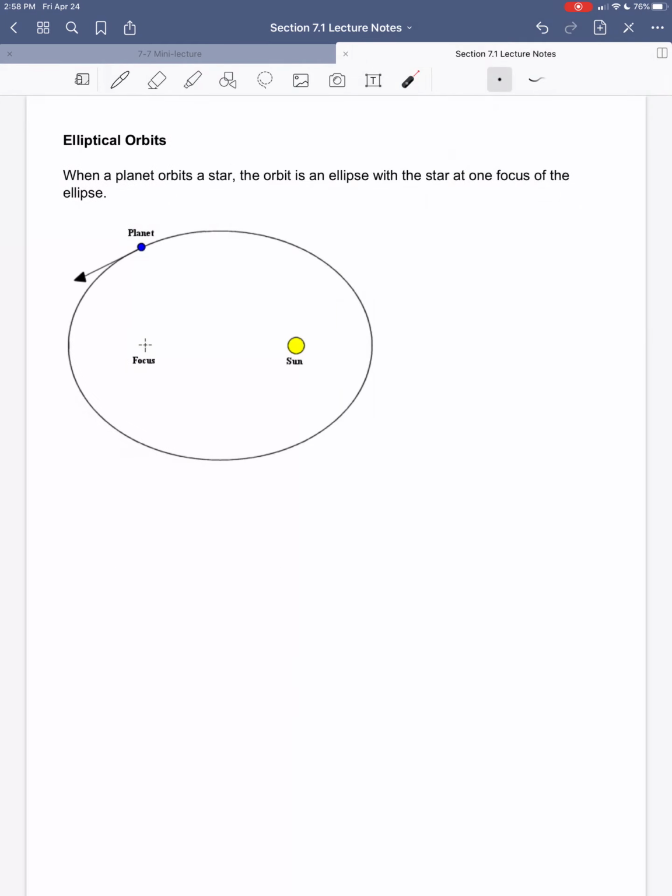Also, when a planet orbits a star, or even if the moon orbits the Earth, the orbit is an ellipse with the star at one focus of the ellipse. So these would be the two foci. The sun is at one focus, the planet like the Earth would be at the other. Now, just to show, this ellipse is a little more oval shaped than most ellipses are. The planets, even though like for Earth, even though its orbit is elliptical, it's almost circular. If you think about it, a circle is just an ellipse where the major and the minor axis are the same.